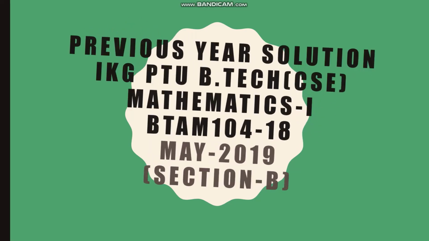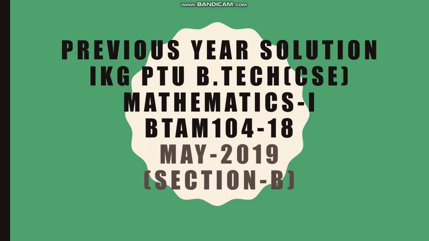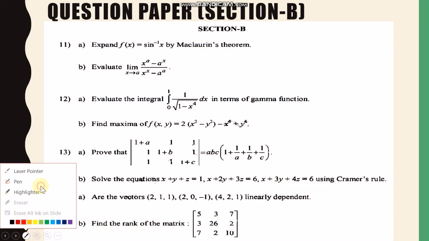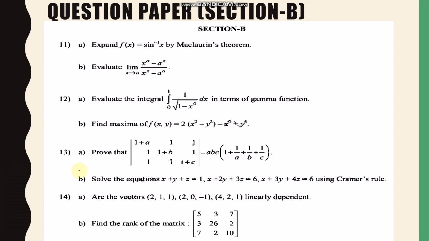This video is in continuation to my previous video. In this video, we will discuss section B of my 2019 paper of Mathematics-1. So just have a look at section B of the question paper. Section B consists of 4 questions. You have to do at least 2 questions from section B and at least 2 questions from section C.